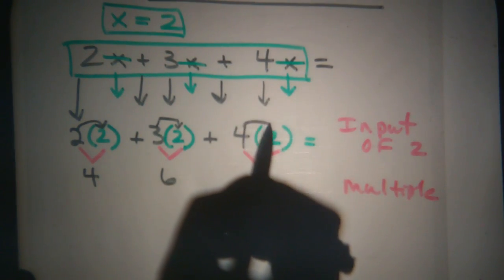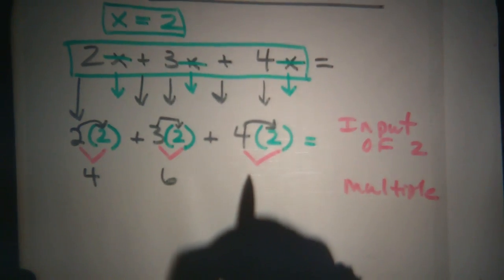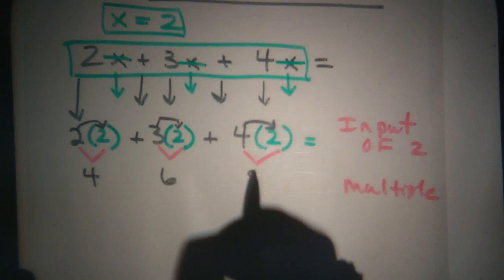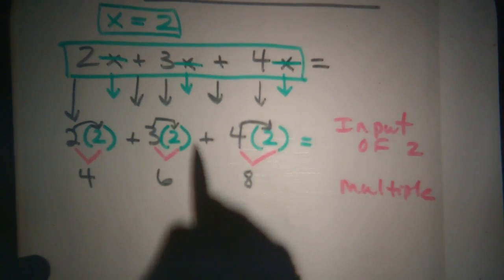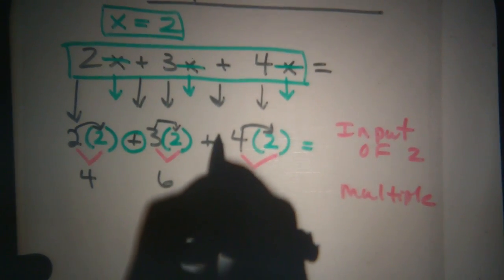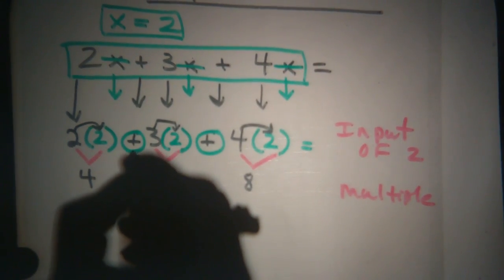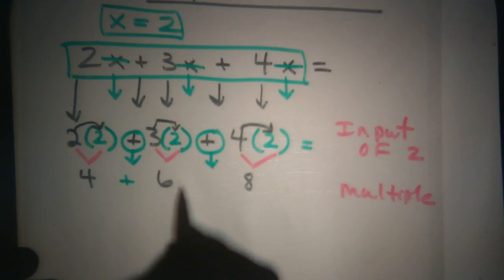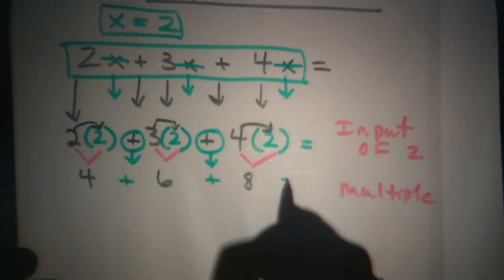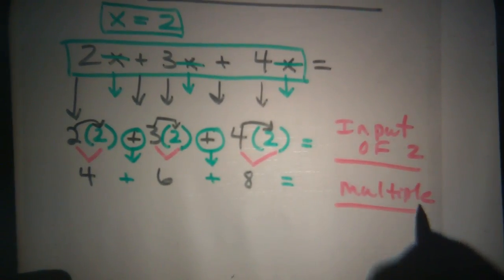I have a 4 that's butting up right next to these parentheses, so that is 4 times 2, which is 8. Alright, we can't forget our symbols here that tell us whether we have positive or negatives or addition or subtraction. So I'm going to bring those down. That's a plus and a plus. Are we done yet? Nope, not yet. Now we have to combine like terms.